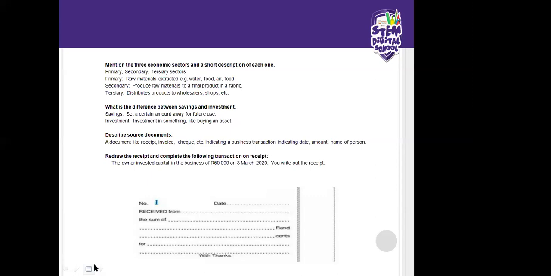So, right, the whole question will count 6 marks. 3 marks for just mentioning primary, secondary, and tertiary sectors, and with each one a short description, another 3 marks, so it's 6 in total.